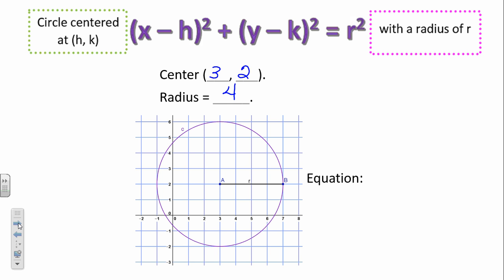So when we're looking for the equation of a circle with a center of something other than 0, 0, we use the form x minus h quantity squared plus y minus k quantity squared equals r squared, where h comma k is the center of your circle and r is the radius of your circle. Okay. So what will the equation of this circle be?